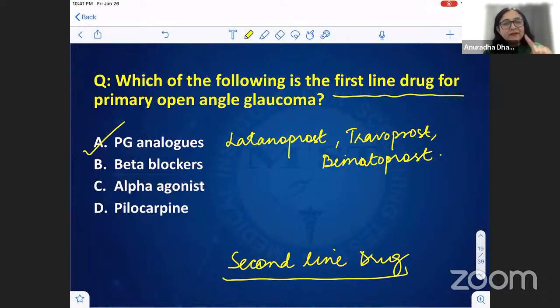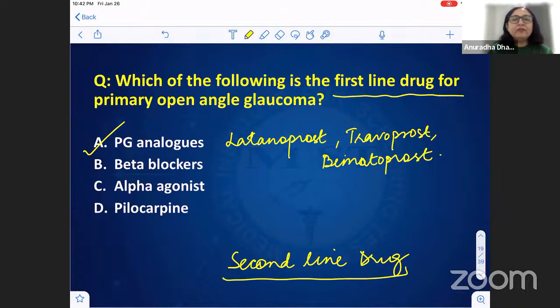So please remember, the first line drugs, unless they are contraindicated, there are very few contraindications of prostaglandin analogs. We do not give these in the presence of inflammation or cystoid macular edema. Otherwise, we can give that safely to all the rest of the patients. Whereas beta blockers, alpha agonists, or pilocarpine are not the first line drugs. They may be combined with the prostaglandin analogs as second line or third line drugs to control the pressure. Okay, so hope this is clear to all of us.